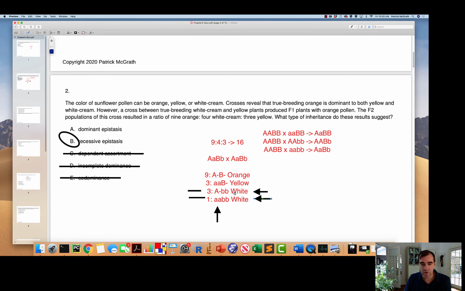And so this is an example of recessive epistasis, because if you have a gene that's in the recessive state, it masks the other gene. And so the answer is B.